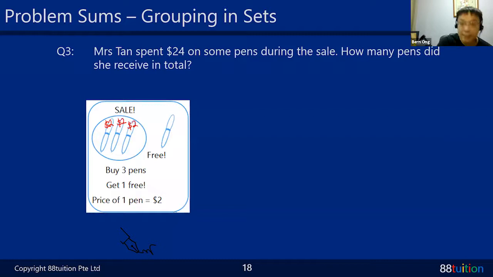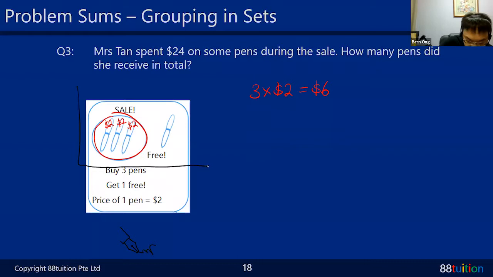Is that true? So if you buy 3 of it, it's 3 times $2. That means you pay $6. If you pay $6, what do you get? You get this whole portion, because you got one free pen.